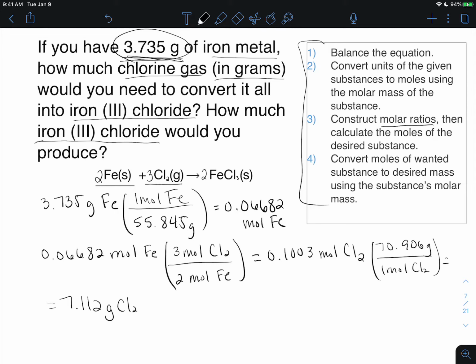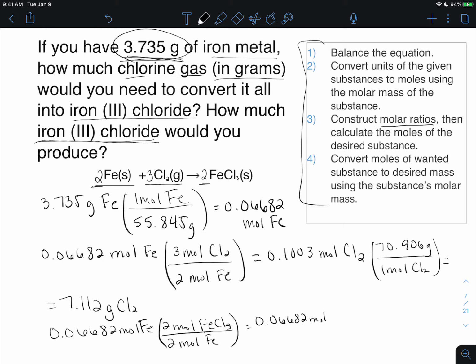Last thing we want to do is find out how much iron chloride we would produce. At this point, again, we can go from any mole substance to any other mole substance, so we can start back at moles of iron if we want, and that's where I'm going to start because there are 2 moles of iron per 2 moles of iron chloride, so it makes the most sense to me to just stick with that. But you could start with your moles of chlorine gas as well. So we have our moles of iron, and we know for every 2 moles of iron, we produce 2 moles of iron 3 chloride. So we're going to have 0.06682 moles of iron 3 chloride.